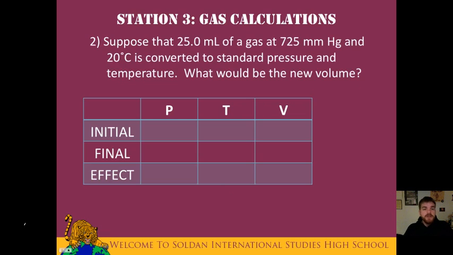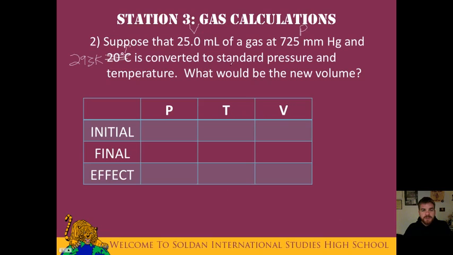Question number 2 here. Suppose that 25 milliliters, okay, this is going to be a volume, of a gas at 725 millimeters of mercury, that's going to be a pressure, and 20 degrees Celsius is going to be a temperature. However, in your brain, bells should be going off thinking, oh, I need to convert this to Kelvin. So let's get rid of this and convert: 20 plus 273 is 293 Kelvin, is converted to standard pressure and temperature. What would be the new volume?